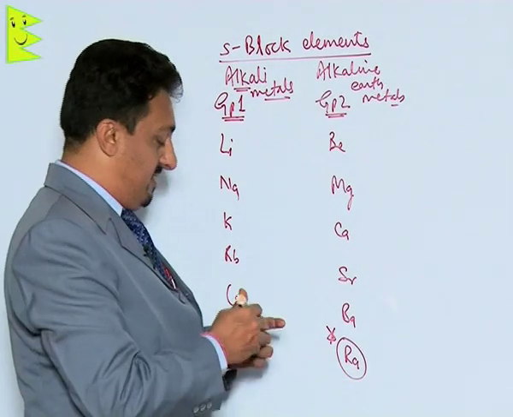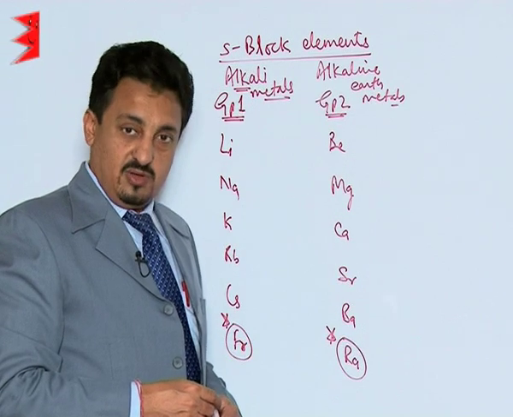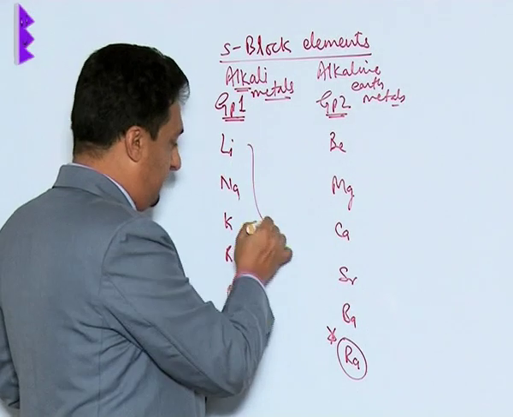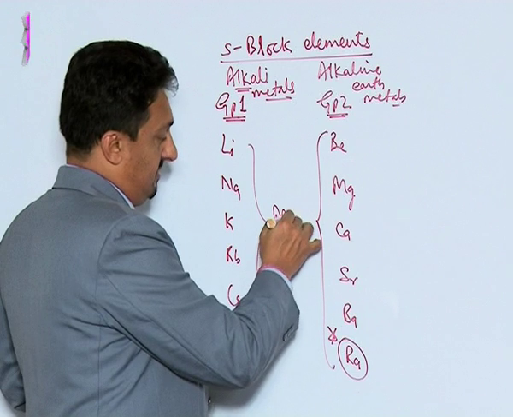Now together these 12 elements make what we call the S block. All of these elements are, remember, all of these are metals.